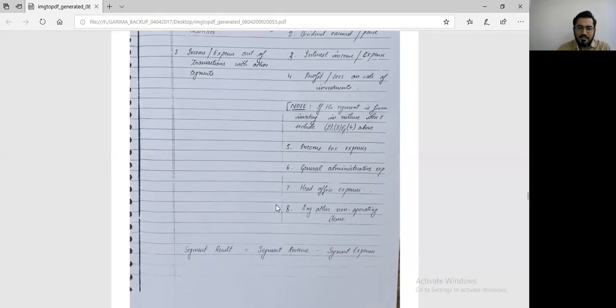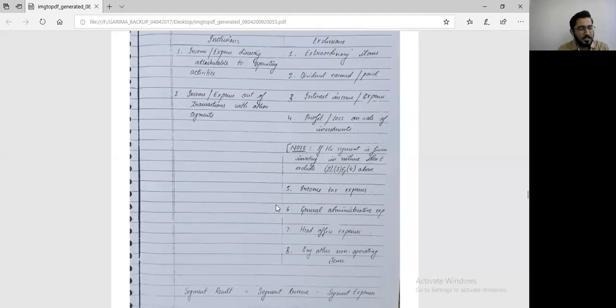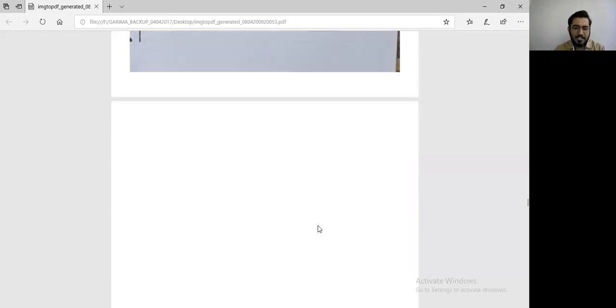Right? If you're done with this, then you have what is segment result. So we have understood what is segment revenue. We have understood what is segment expense. The difference between segment revenue and segment expense, I repeat, the difference between segment revenue and segment expense will be known as your segment result. So segment result will be segment revenue minus your segment expenses. Are you getting it? Fine, let's go to the next one.